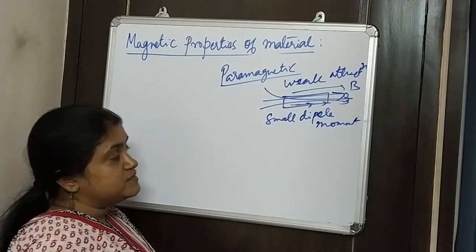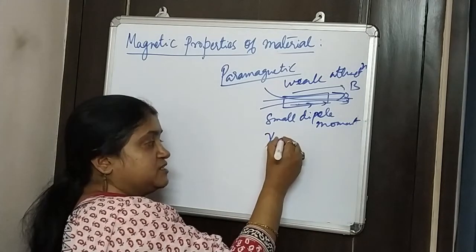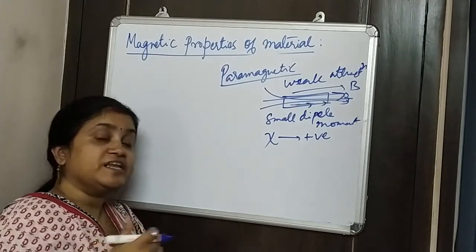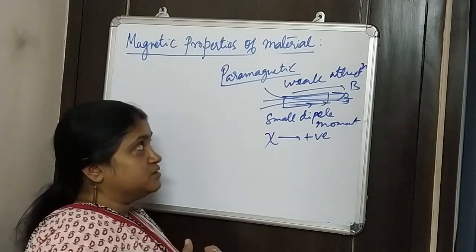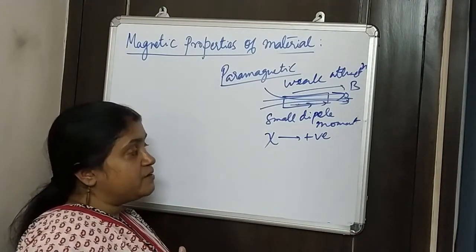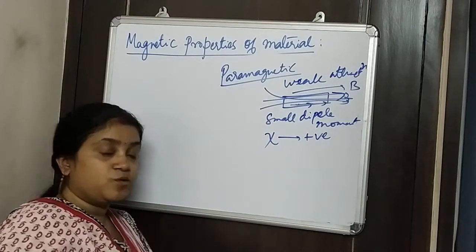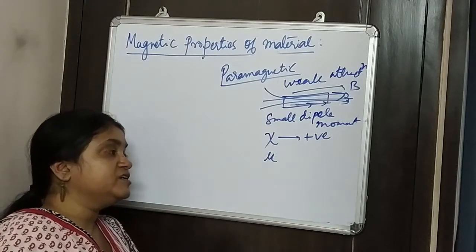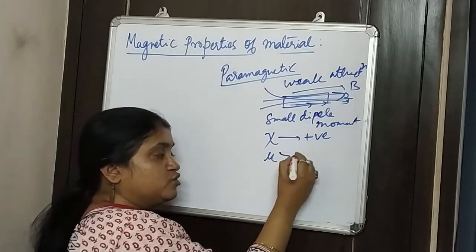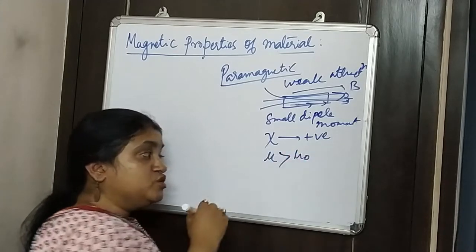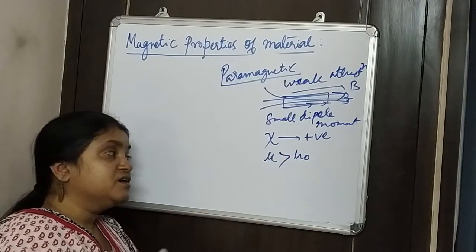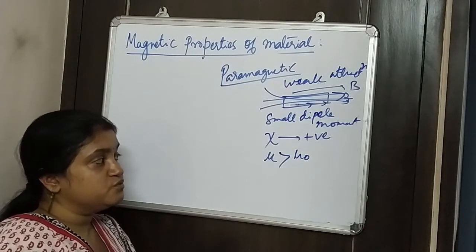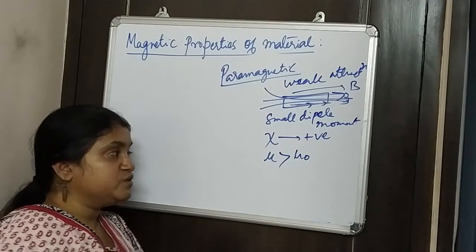Generally we see that the susceptibility is a positive value, which we saw was negative for the diamagnetic substance. For a paramagnetic substance, chi is positive, and the permeability mu would always be greater than mu naught, whereas for diamagnetic mu was always less than mu naught.